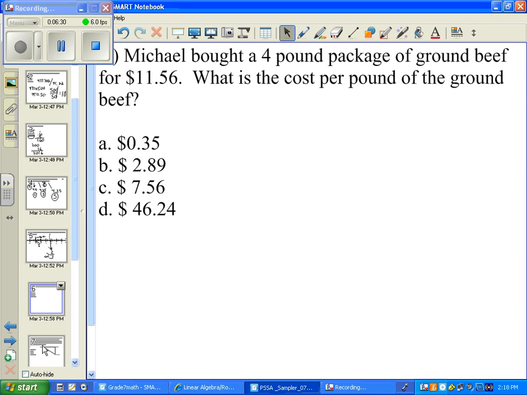The next, Michael bought a 4-pound package of ground beef for $11.56. What is the cost per pound?